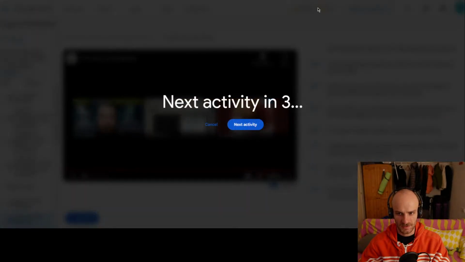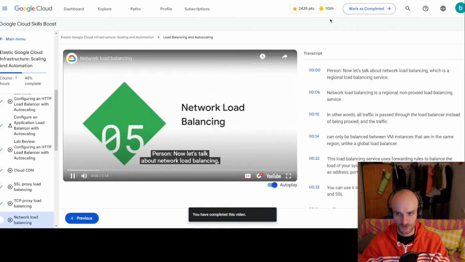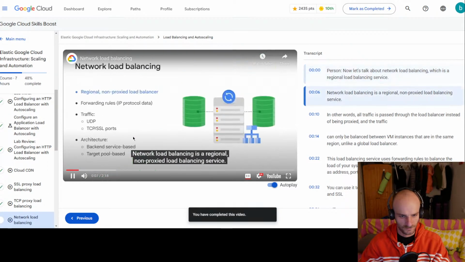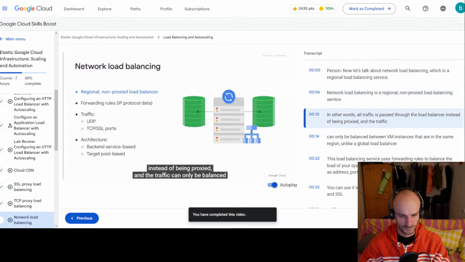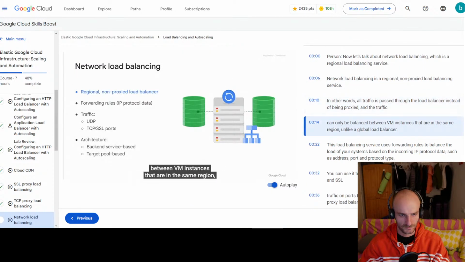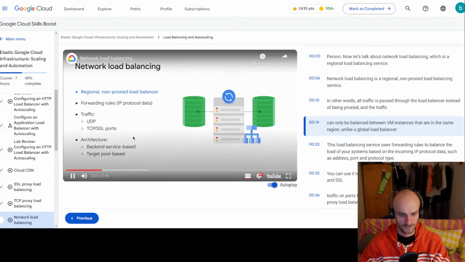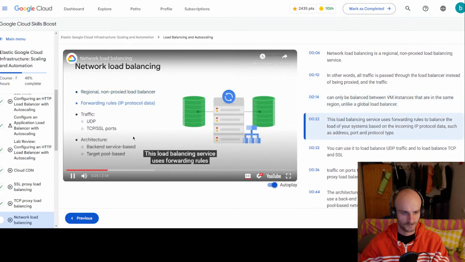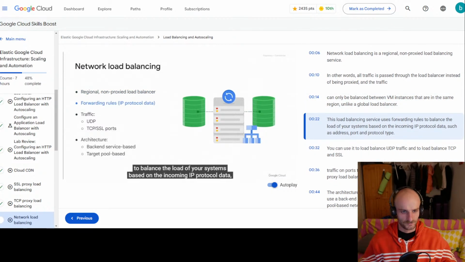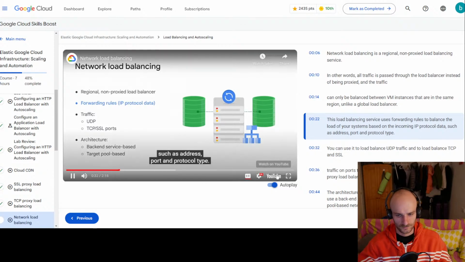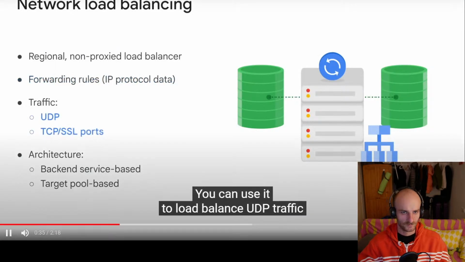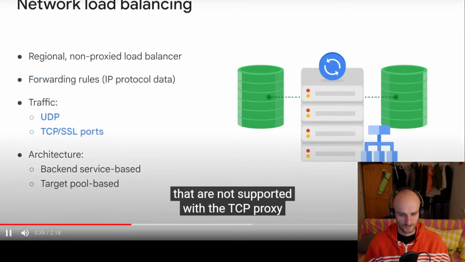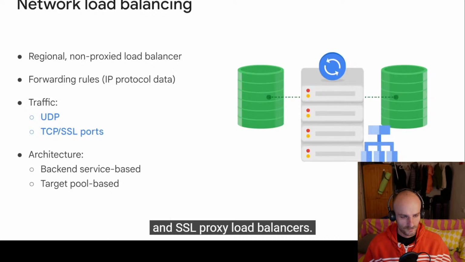Okay, so we're still in the promotion zone. Let's talk about network load balancing, which is a regional load balancing service. Network load balancing is a regional, non-proxied load balancing service. In other words, all traffic is passed through the load balancer instead of being proxied, and the traffic can only be balanced between VM instances that are in the same region, unlike a global load balancer. This load balancing service uses forwarding rules to balance the load of your systems based on the incoming IP protocol data, such as address, port, and protocol type. You can use it to load balance UDP traffic and to load balance TCP and SSL traffic on ports that are not supported with the TCP proxy and SSL proxy load balancers.